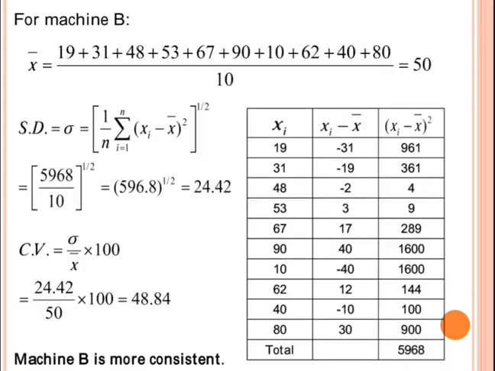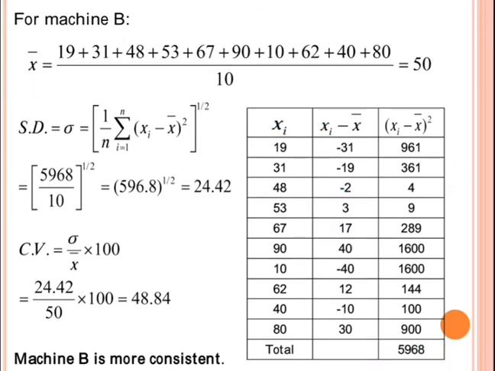The same procedure we will do for machine B. First I will find the mean. I will add all the values of machine B and divide by 10. I get my mean as 50. So I will again use the formula of standard deviation. I will construct the same table, write all the values of xi, and subtract each value from 50. I will square these values again and find the total.